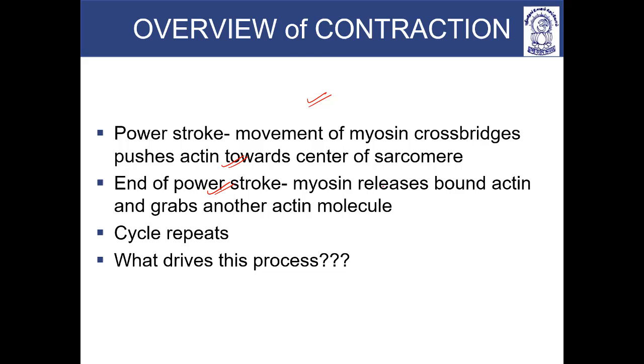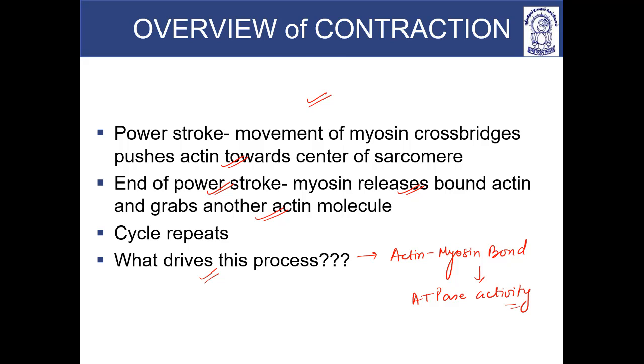At the end of the power stroke, myosin releases the bound actin and grabs another actin molecule. The cycle repeats. What are the driving factors of this process? The junction of the actin-myosin bond is controlled by ATPase activity.